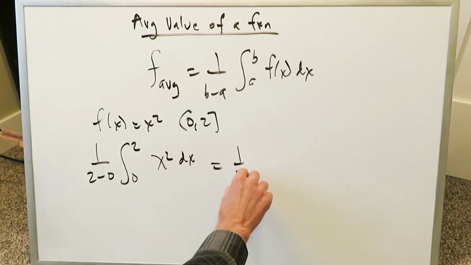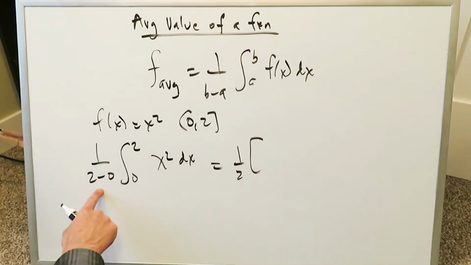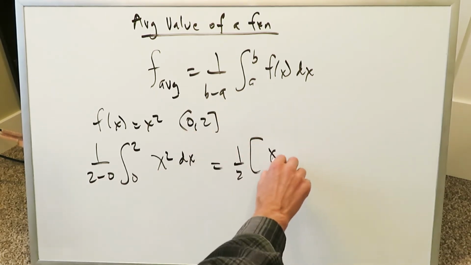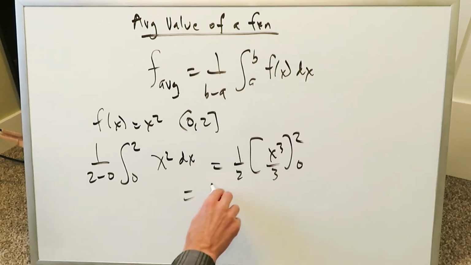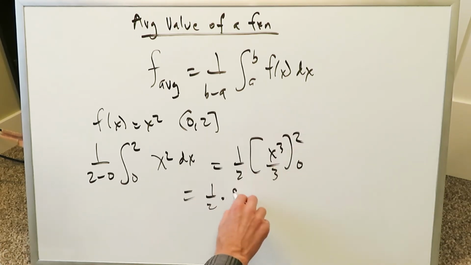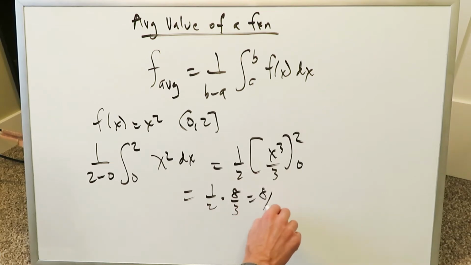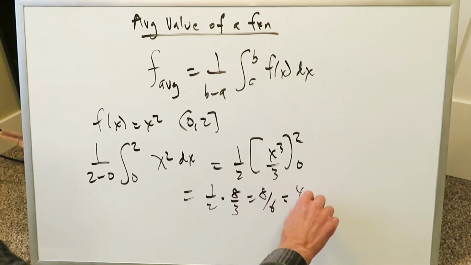When you integrate this, you have 1 over 2, which is from this 1 over b minus a. You have x cubed over 3, and then you're evaluating from 0 to 2. The 0 is meaningless, but you have 1 over 2 times 8 over 3, and you end up having 8 over 6, which is 4 over 3.